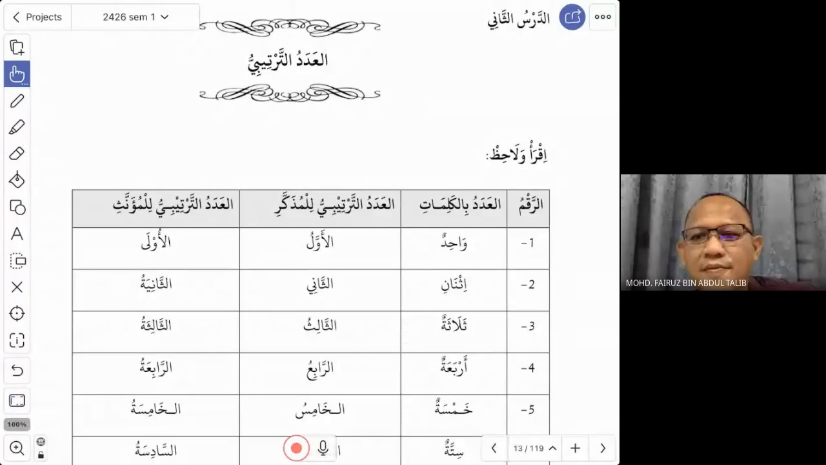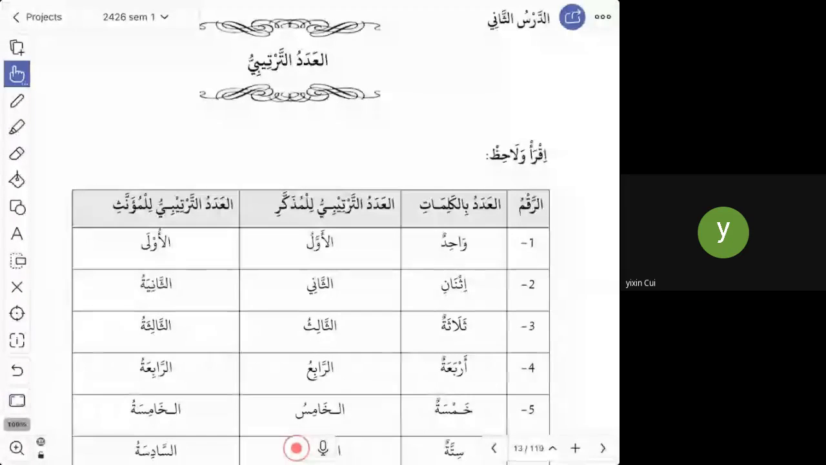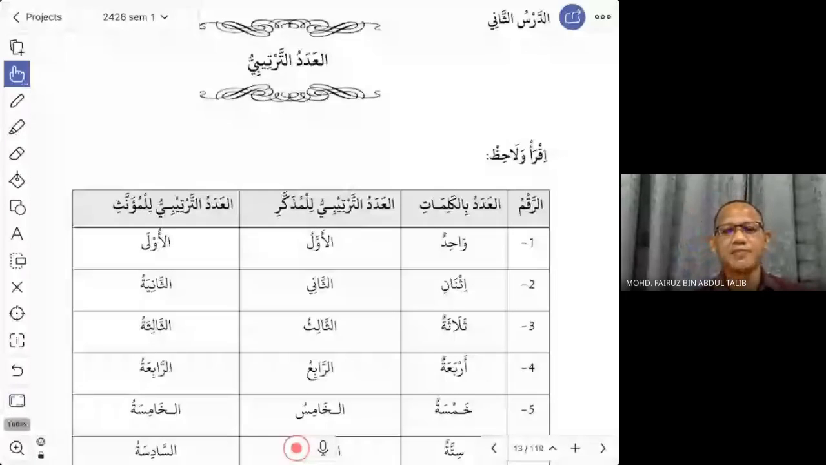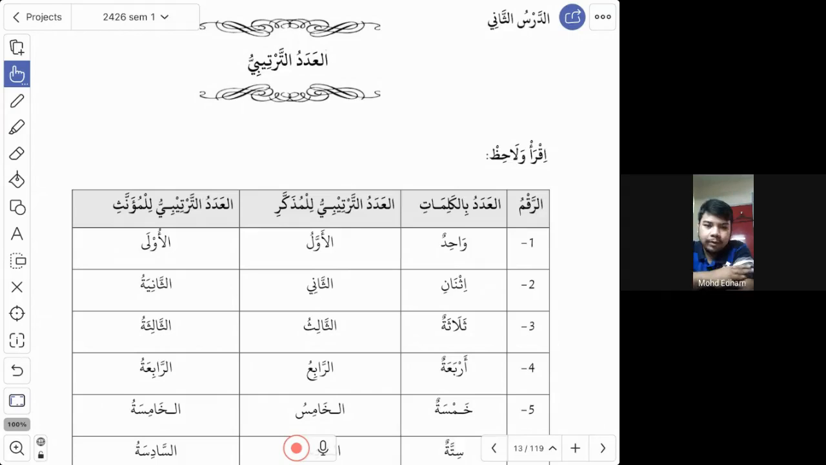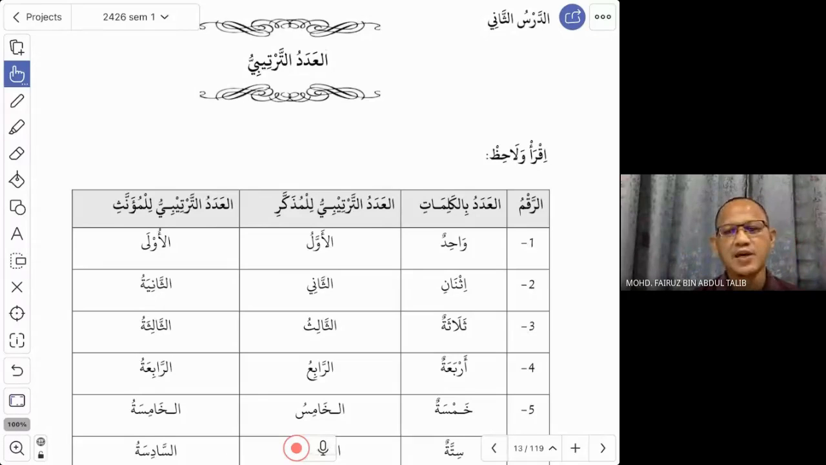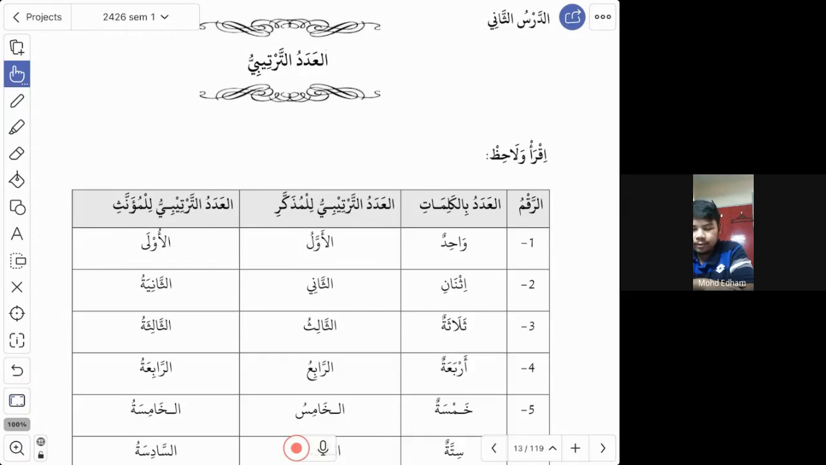Fourth. الرابع. Fourth is رابع. نعم. Fifth. Normally we say خمسة. الخامس. نعم عثمان. الخامس. Fifth. خمسة. الخامس. ستة. Six.